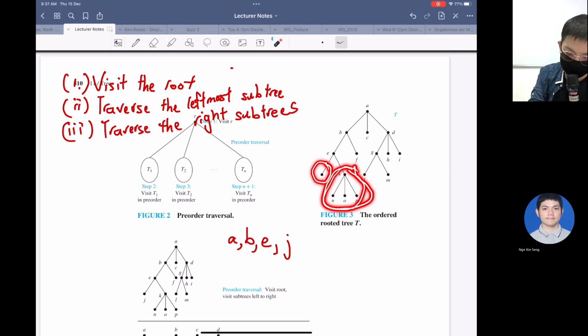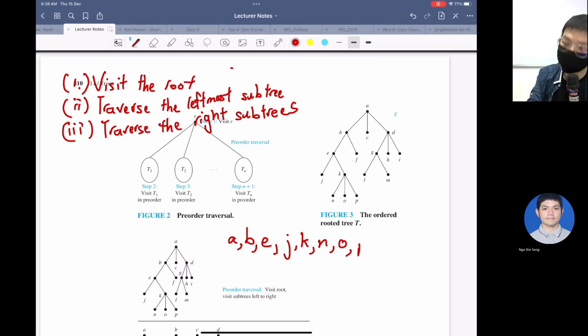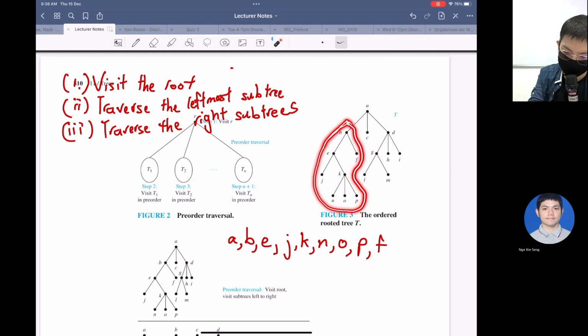Okay? When you traverse the right subtree, you start with visiting the root. And then after visiting the root, you traverse the leftmost subtree. Okay. And then you traverse the right subtree. Okay. O and P. Right. Okay. After you traverse this leftmost subtree, you need to traverse the right subtree. Okay. And then you traverse the whole leftmost subtree on B. Then you need to traverse the right subtree.